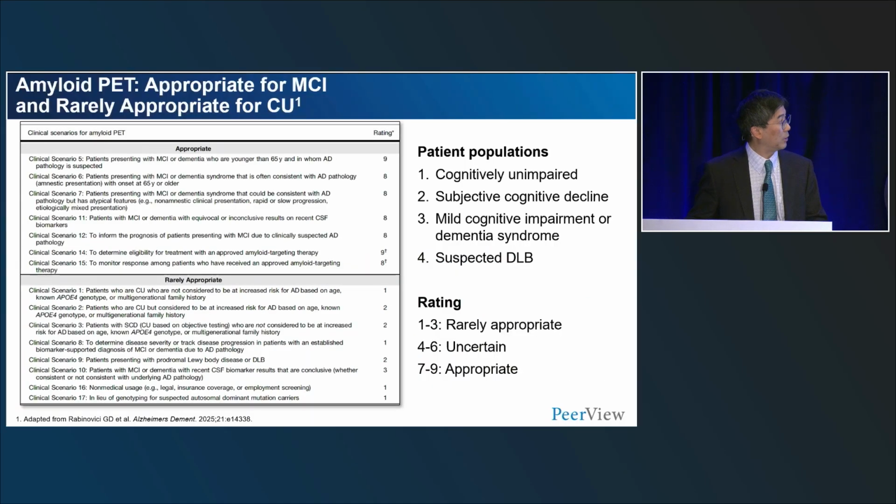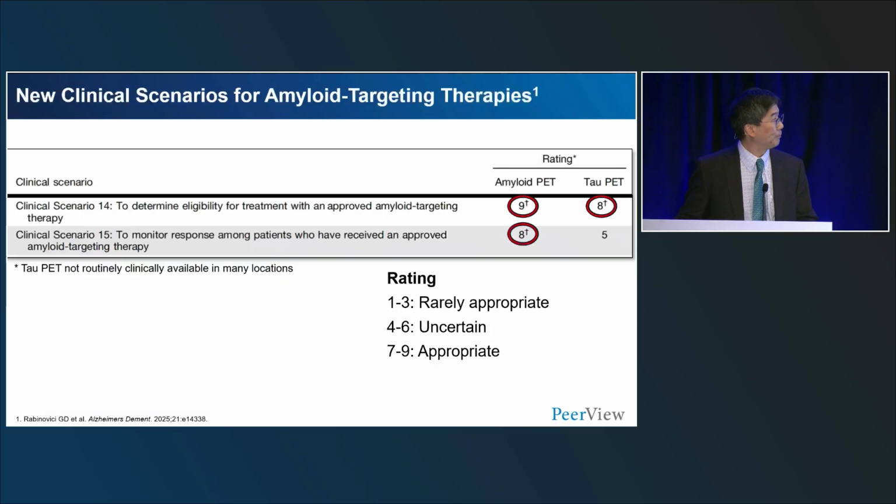So, in very quick summary, amyloid PET is appropriate for MCI and rarely appropriate for cognitively unimpaired. And in the very specific but very important new clinical scenarios that we had to add, which was to determine eligibility for treatment with an approved amyloid targeted therapy, the highest score of 9 for amyloid PET, as you can imagine. This is how we confirm that your target is there in order to treat with amyloid targeted therapy, the very basic foundation of neurotheranostics, right?